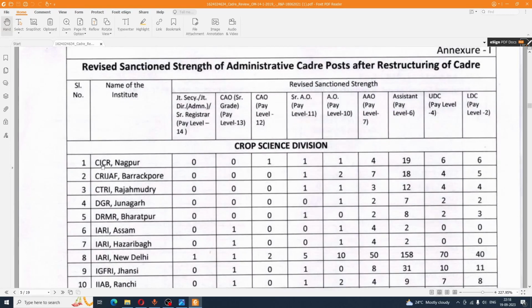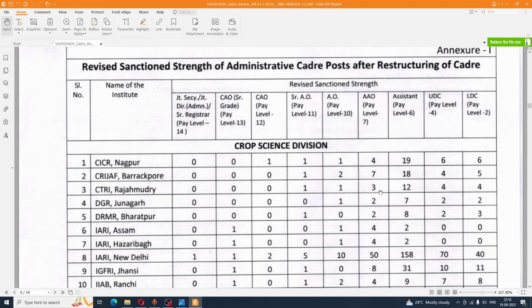Suppose, for example, this is the CICR institute in Nagpur. There is one CEO position over here. Since there are no senior positions over here, that means in that institute, the CEO is the head of administration and head of office. Then there is a senior administrative officer present over there. There is one AO present over there. There are 4 AOs in the sanction strength of that institute. There are 19 assistants over here. Now, out of 19, 4 will get promoted to AO if the vacancy arises.